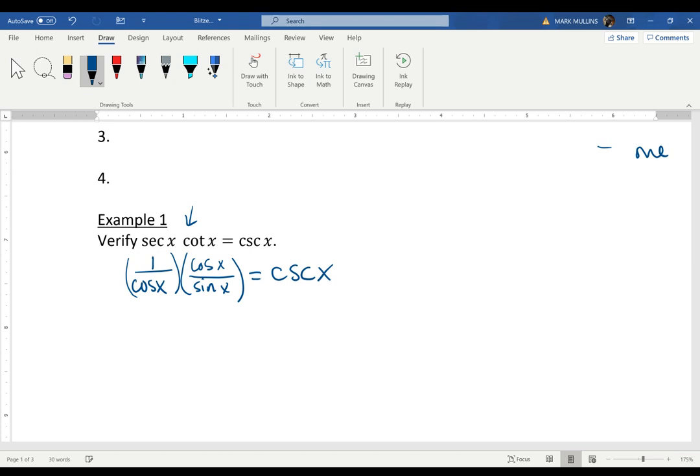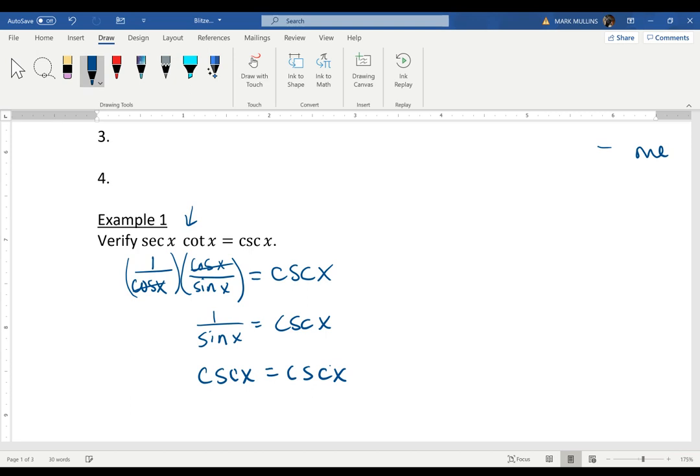I can already see how this is going. We can cancel those out. So I have 1 over the sine x equals the cosecant of x. And this is absolutely true, right? 1 over the sine x, that is the cosecant. So cosecant x equals cosecant x. So done with our first trig identity.